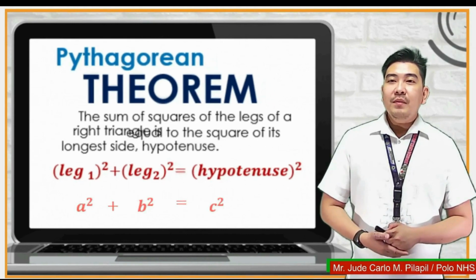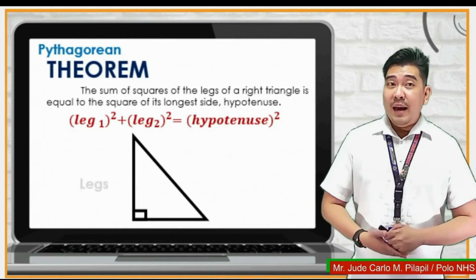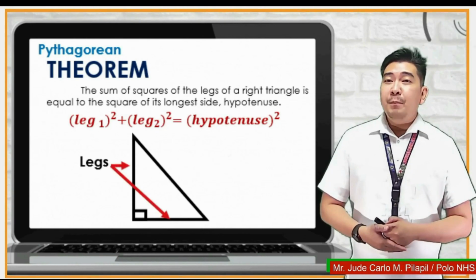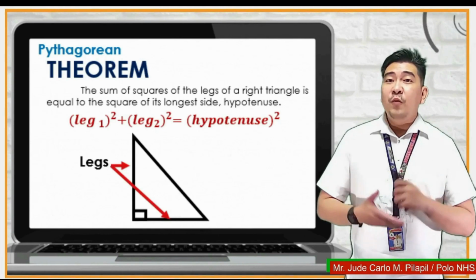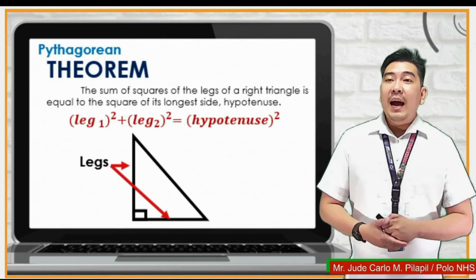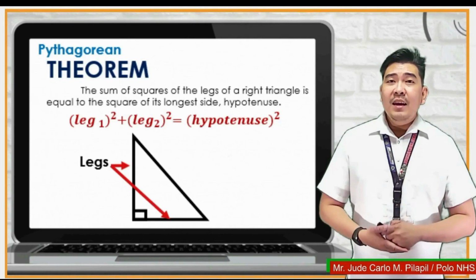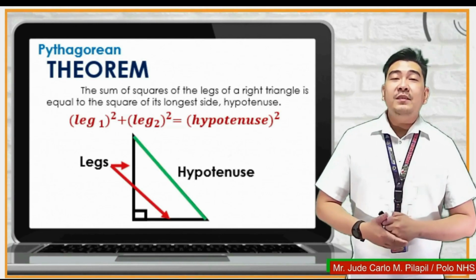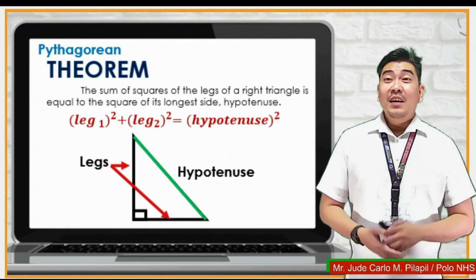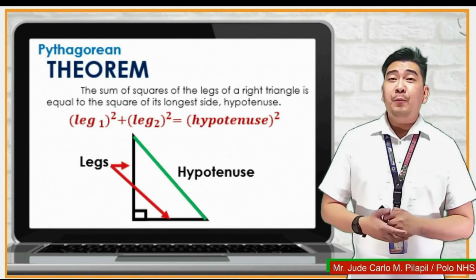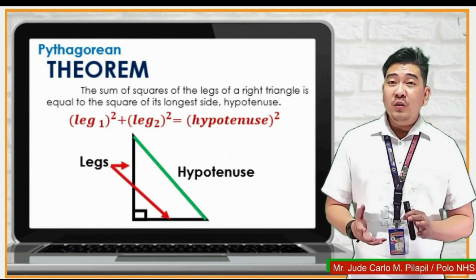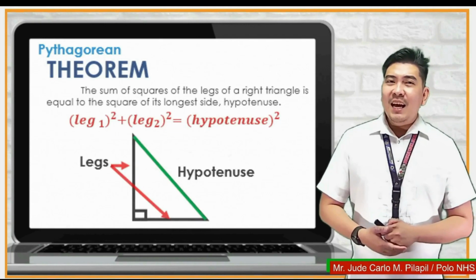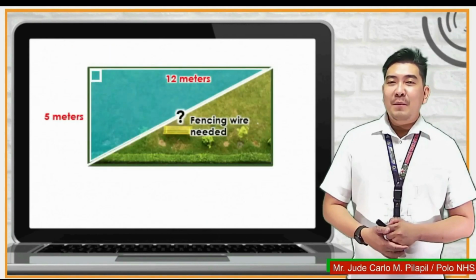A right triangle has two legs. These are the sides of the triangle that are perpendicular, or the ones that form a 90-degree angle. On the other hand, the hypotenuse is the longest side, or the side opposite the right angle. Since the illustration that we formed in problem number 1 is composed of right triangles, and we are to solve for the missing side, let us use the Pythagorean theorem.